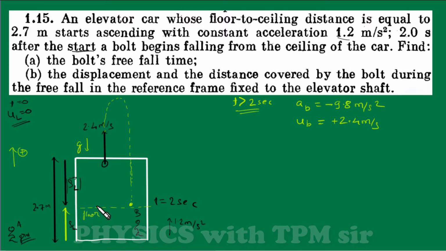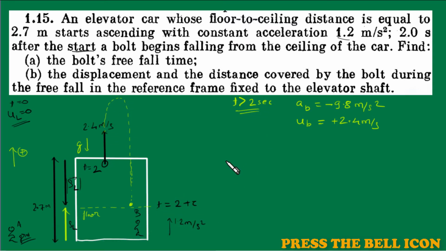We know that displacement is in a negative direction, and let's say the free fall time is tau. So at t equal to 2 seconds, this bolt was detached, and let's say it strikes at t equal to 2 plus tau. Why am I writing 2 plus tau? Because tau is the time interval or free fall time, and we started observing at t equal to 2, so the duration is tau only.